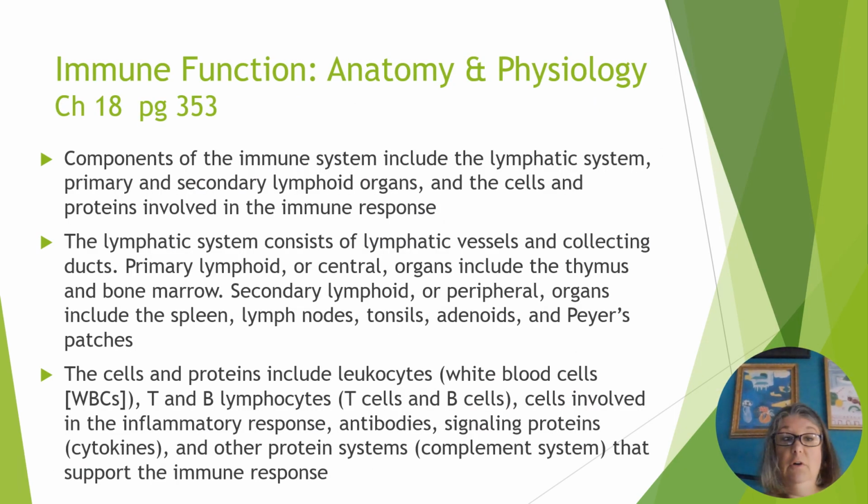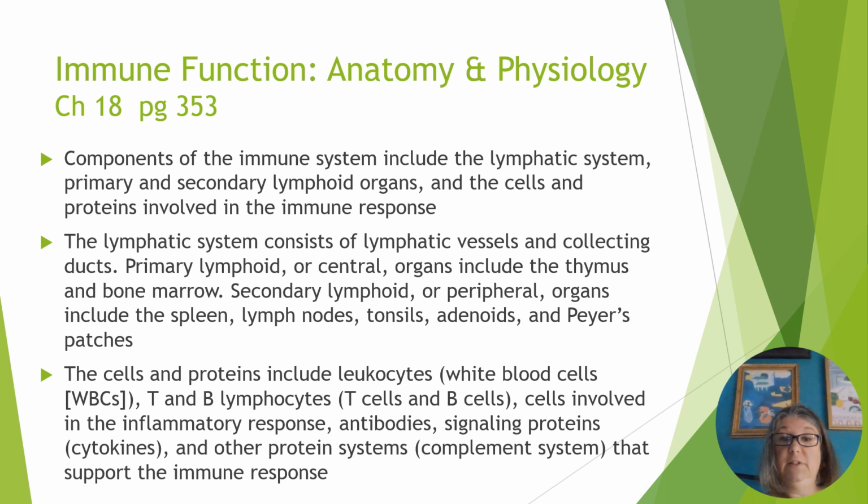All right, so anatomy of the immune system. Components of the immune system include the lymphatic system, primary and secondary lymphoid organs, then the cells and the proteins related to the immune response, right? Lymphatic system consists of lymphatic vessels and collecting ducts. Primary lymphoid or central organs include thymus and bone marrow. Secondary lymphoid or peripheral organs include the spleen, lymph nodes, tonsils, adenoids, and Peyer's patch.